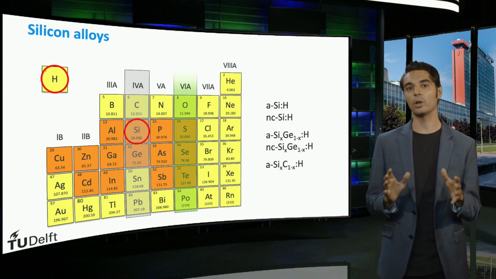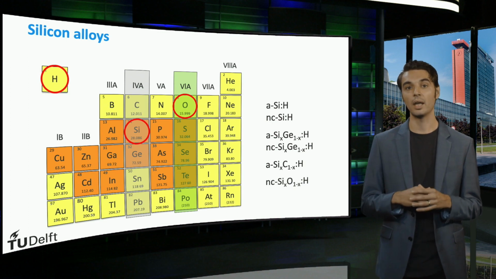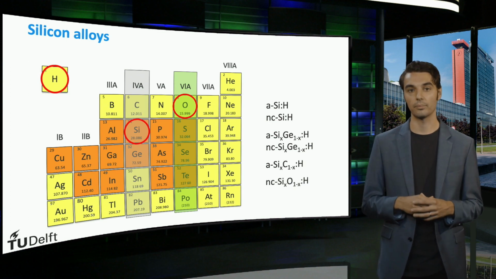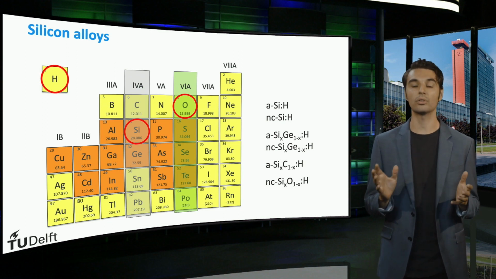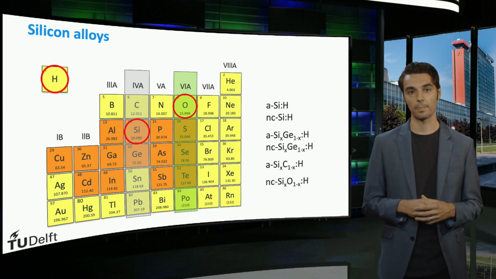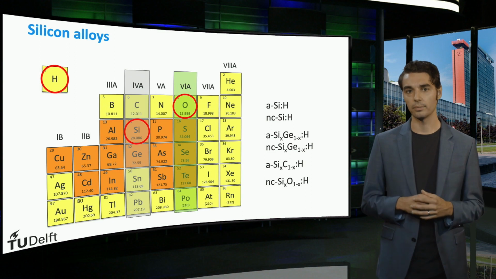Another interesting alloy is obtained when oxygen, a group 6 material with 6 valence electrons, is incorporated into the lattice. The resulting hydrogenated nanocrystalline silicon oxide is often used in thin films due to its favorable optical qualities. But why exactly do we alloy silicon with these other elements? The answer is bandgap engineering.